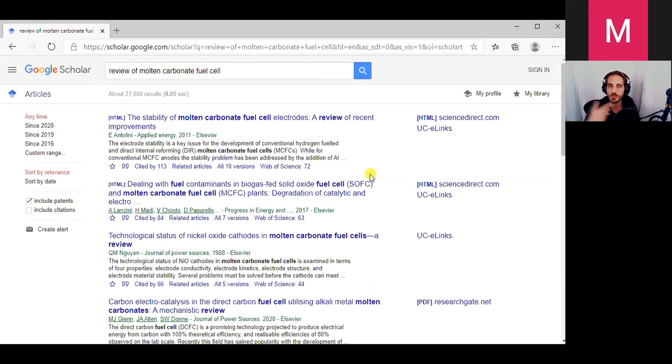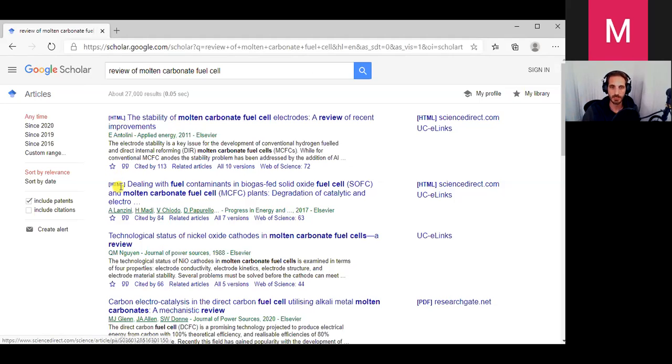And so you can sort of rely on these titles to be relevant to the material that's in there. So for example, in this first one, they happen to mention the stability of molten carbonate fuel cell electrodes. Right away, I get that that's going to be too specific for me, because I'm still trying to figure out what a molten carbonate fuel cell is and how it fits into that greater ecosystem. I do not care about electrodes yet, or their stability.